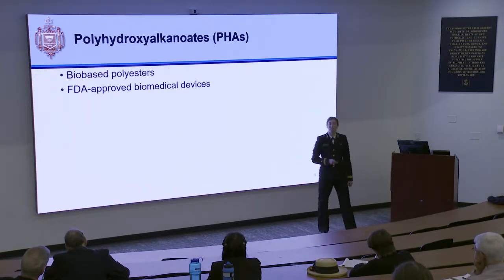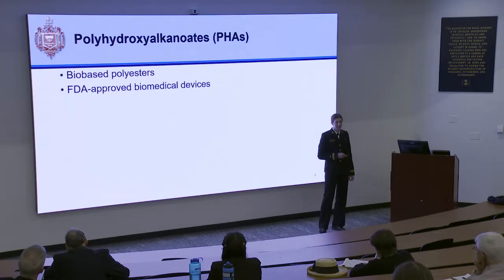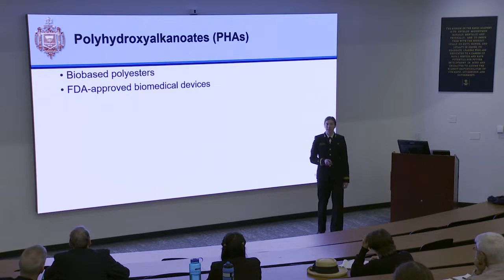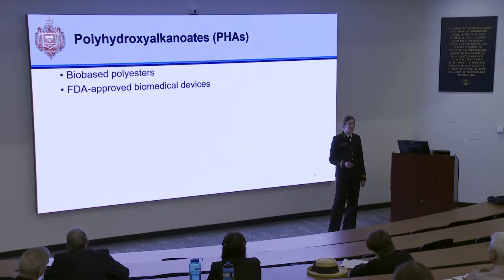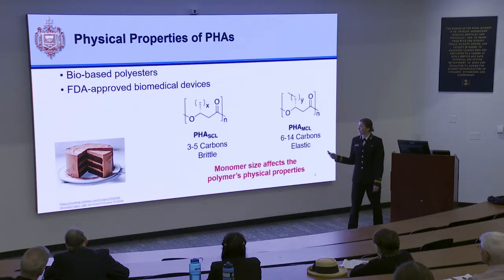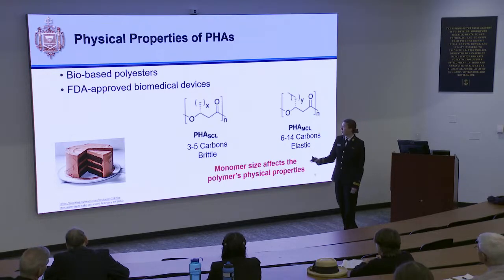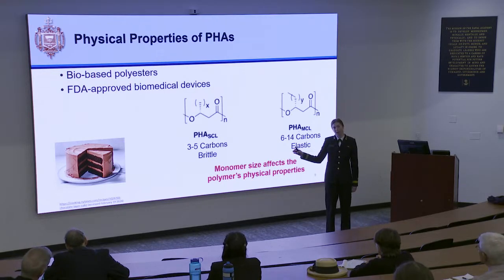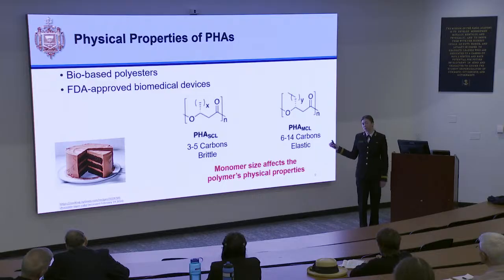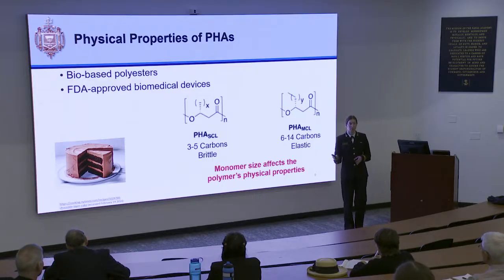Our polymer can also be categorized as a polyhydroxyalkanoate, or PHA for short. PHAs are bio-based polyesters that have been seen in multiple FDA-approved biomedical devices, such as sutures, stents, and pins. The way that we categorize PHAs is based on the length of their carbon chains. So we have short chain lengths, which are 3 to 5 carbons, and then medium chain lengths, which are 6 to 14. The length of the carbon chain determines the physical property.